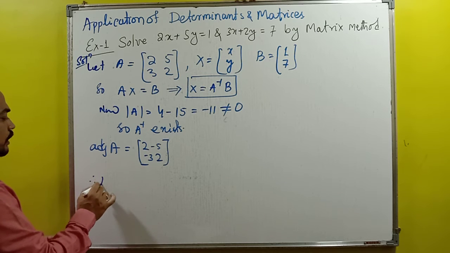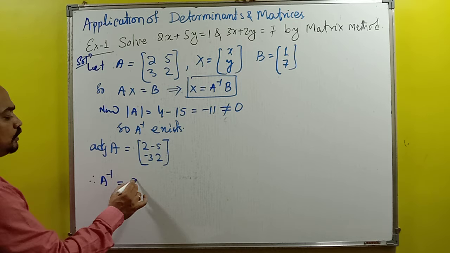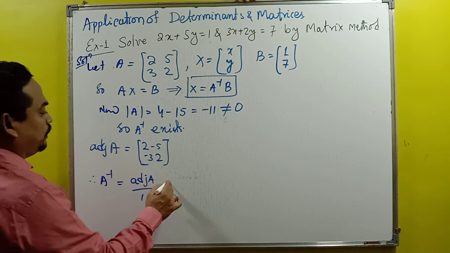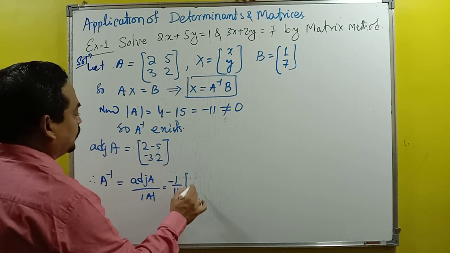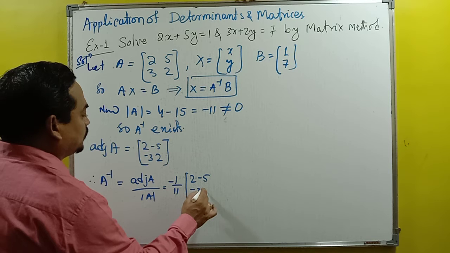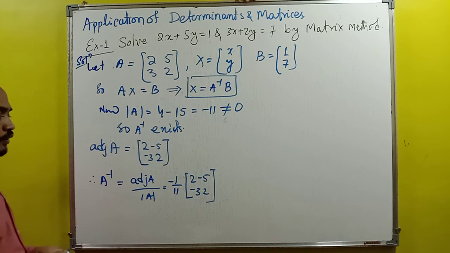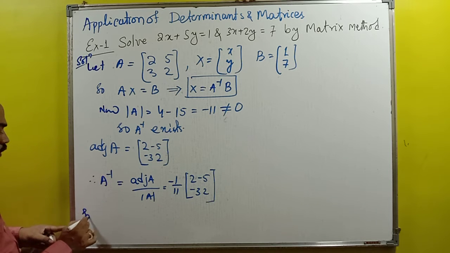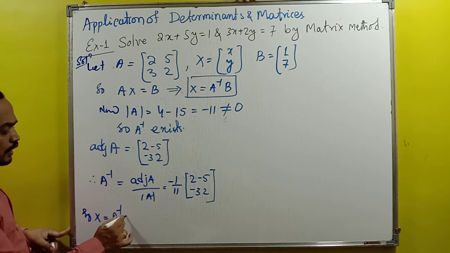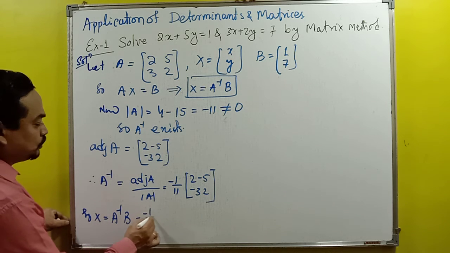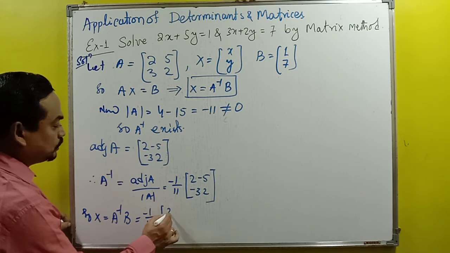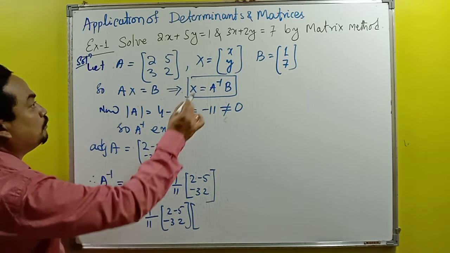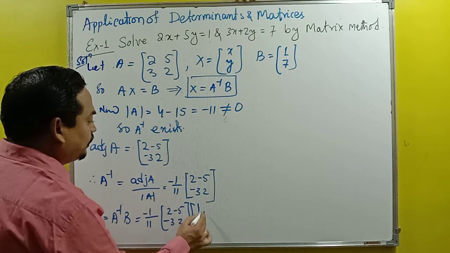Now therefore A inverse is equal to adjoint A upon determinant A. So that will be minus 1 upon 11 into 2, minus 5, minus 3, 2. Now you have got A inverse. After getting A inverse, you require to find X. So what will be X? Therefore X is equal to A inverse B, that is minus 1 upon 11 into 2, minus 5, minus 3, 2, into the B matrix. The B matrix is the column matrix 1, 7.